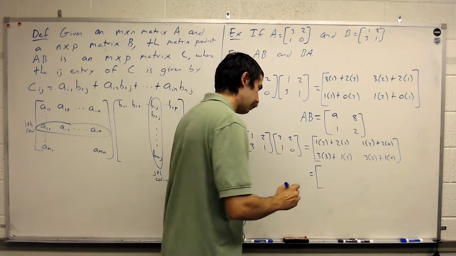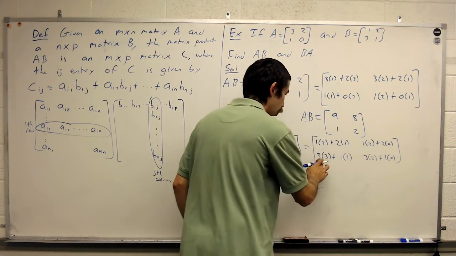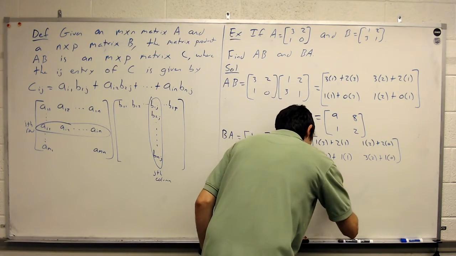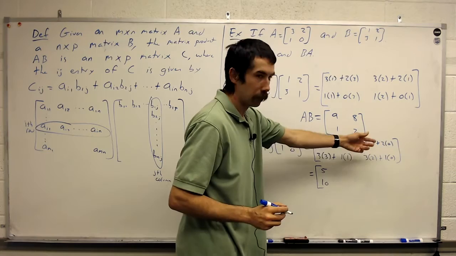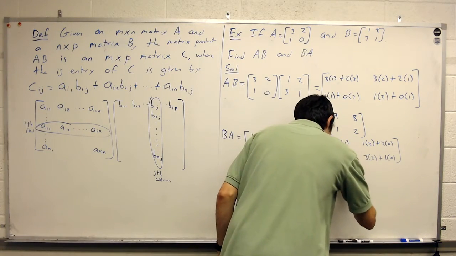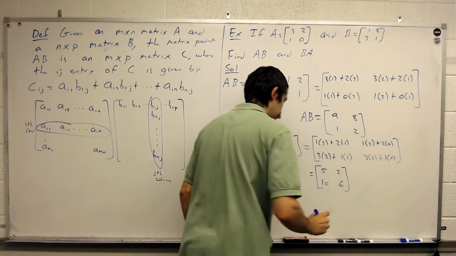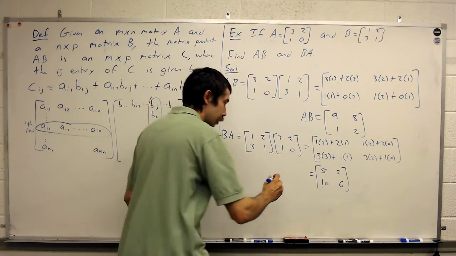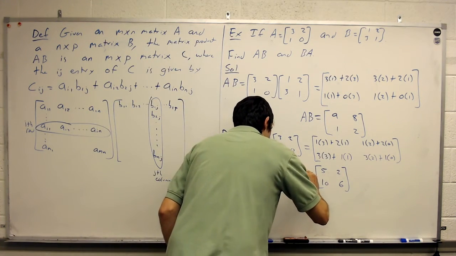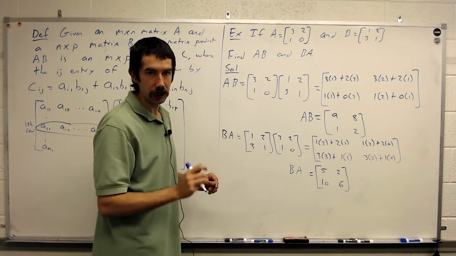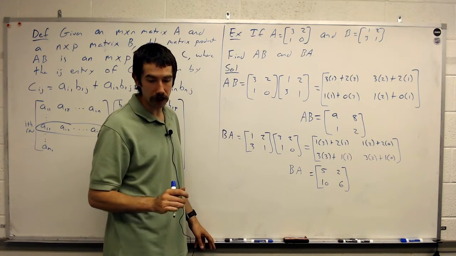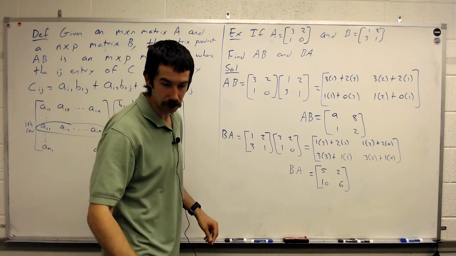3 plus 2 is 5. 9 plus 1 is 10. 2 plus 0 is 2. And 3 times 2 is 6. All right, so notice A times B is some matrix. B times A is a different matrix. So we do have to keep track of what order we're doing the multiplication.